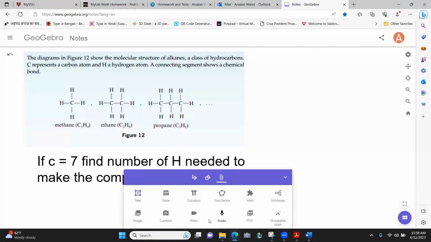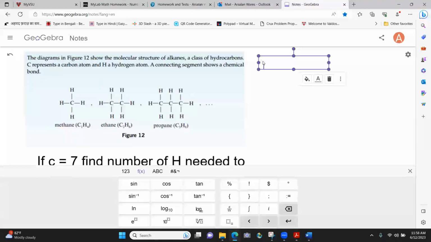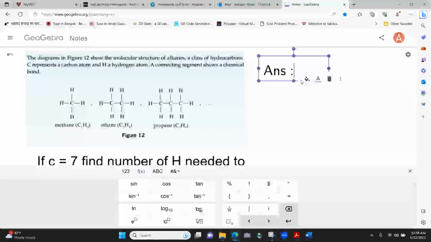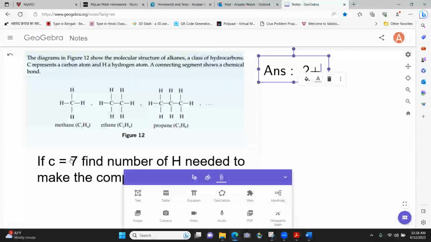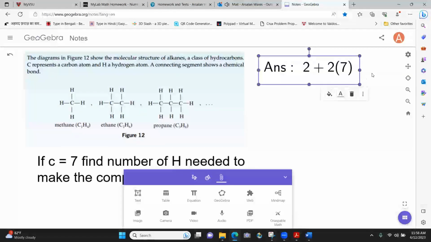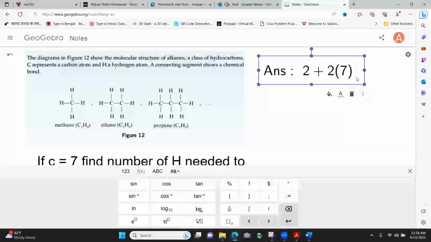So this is how I'm going to do this problem. The answer is going to be my 2 at the 2 endpoints. Leave it there. And then however many C you have, we have 7 Cs. You're going to multiply that by 2. And that's it. Sorry, somebody's emailing me. This is going to be 16.